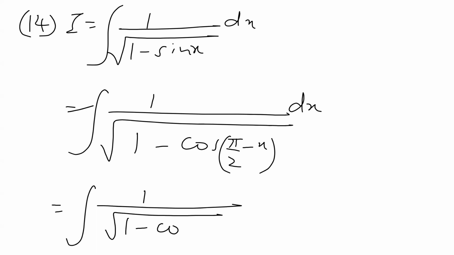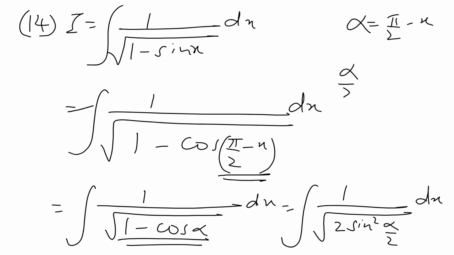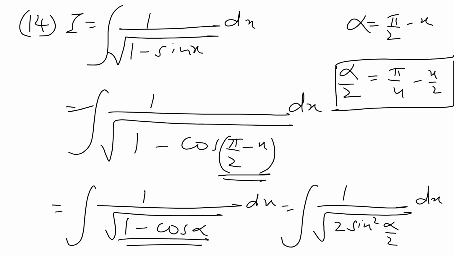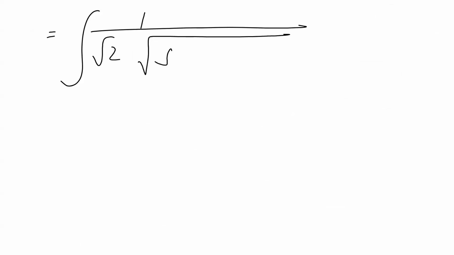So let this be alpha. Pi by 2 minus x is alpha. Now 1 minus cos alpha is 2 sine square alpha by 2. Now if alpha is equal to pi by 2 minus x, alpha by 2 will be pi by 4 minus x by 2. As in, you need to divide the individual terms by 2. So alpha by 2 is replaced with pi by 4 minus x by 2. So it is 1 upon root 2 into root of sine square pi by 4 minus x by 2.